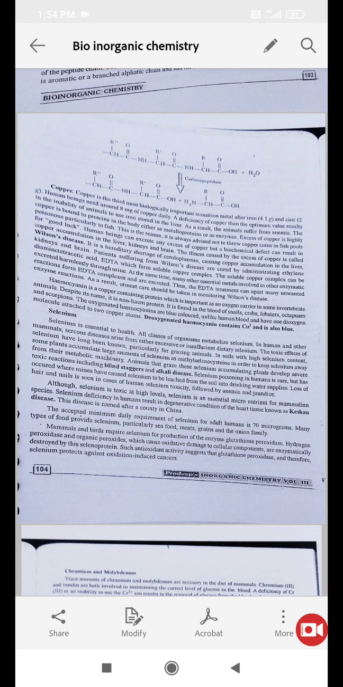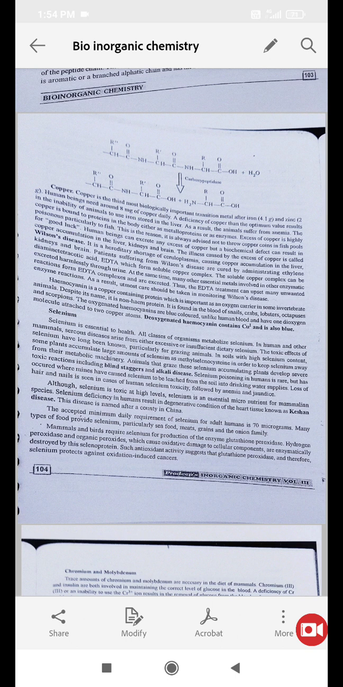Next is copper. Copper is the third most biologically important transition metal after iron and zinc. Human beings need around 8 mg of copper daily. A deficiency of copper below the optimum value results in the inability of animals to use iron stored in the liver. As a result, the animals suffer from anemia.